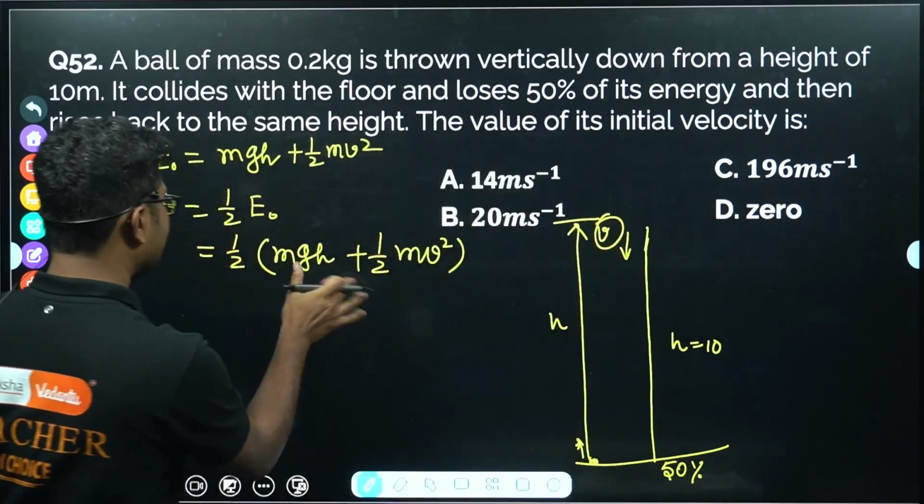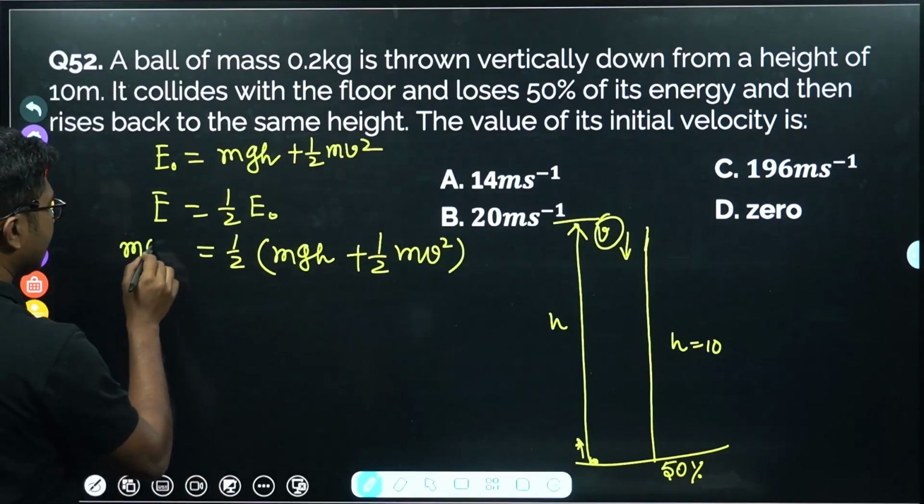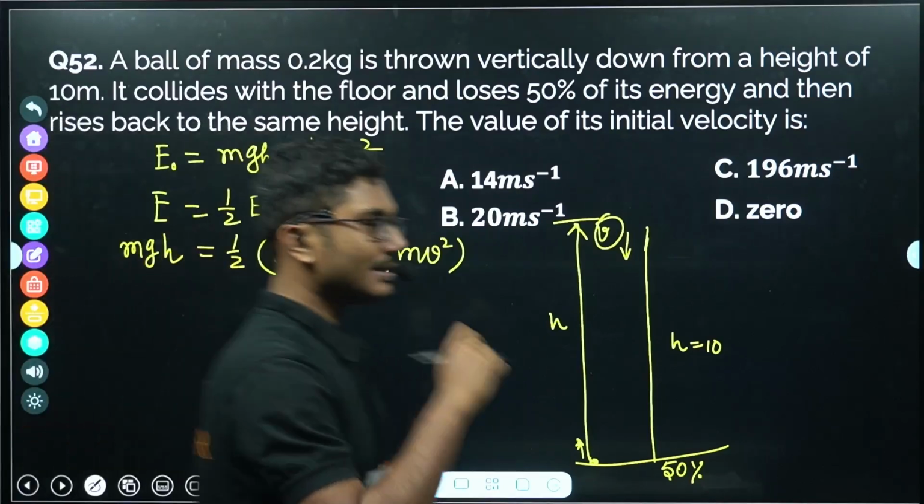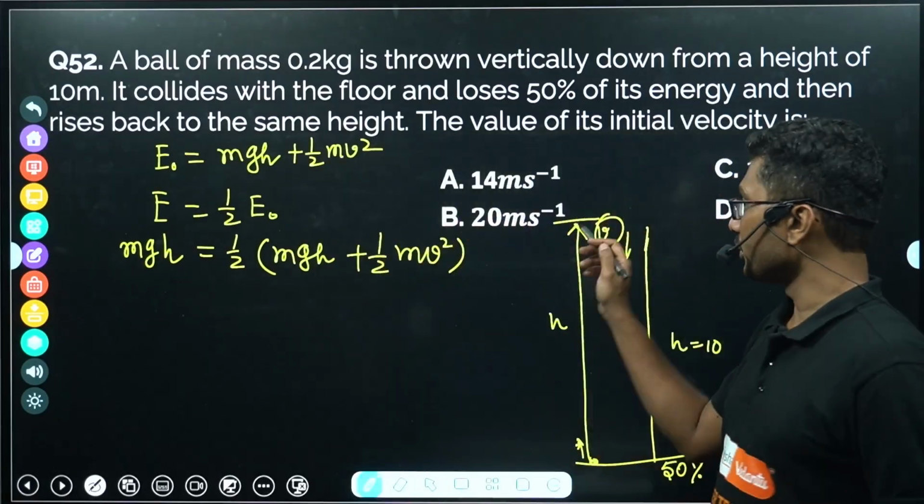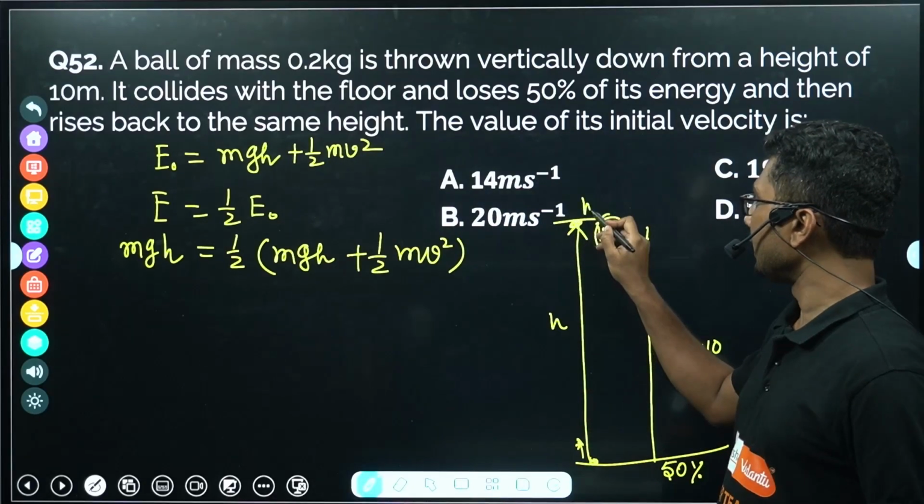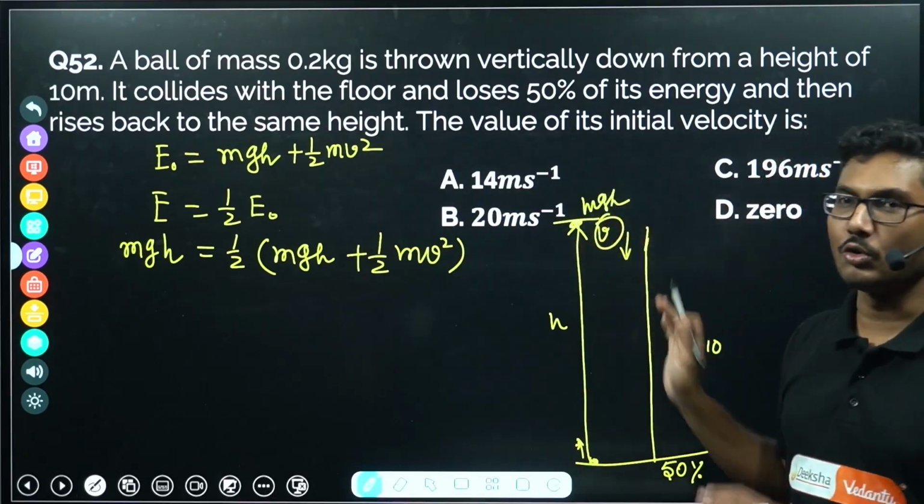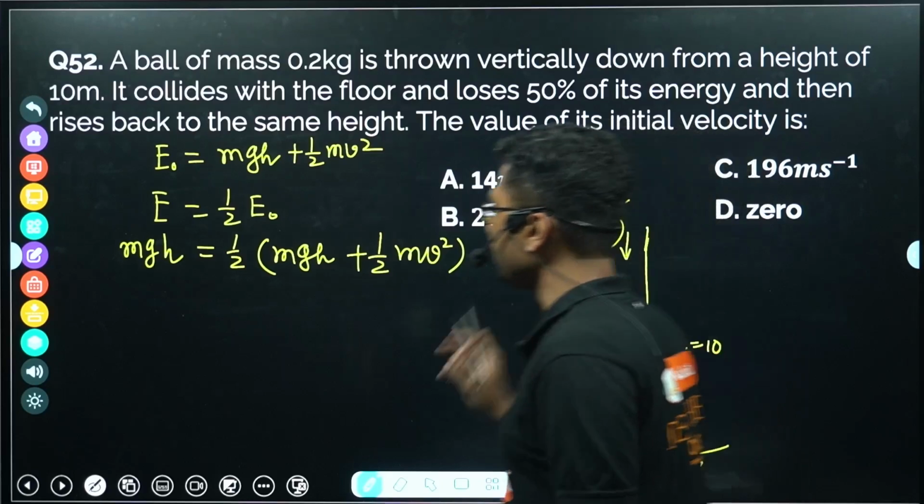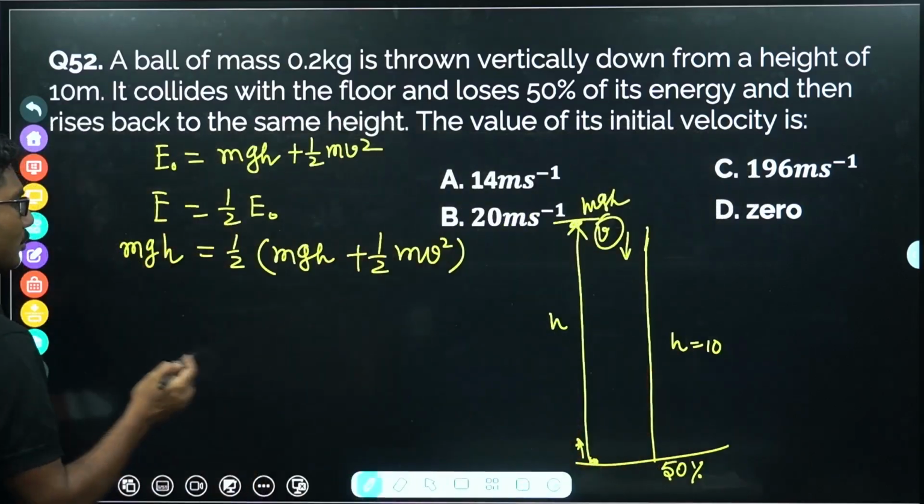This much energy takes it to the same height. That means it gains this much energy, right? This value should be equal to mgh, because at this point again the energy will be mgh only. Now it has no extra velocity, it has only this mg potential energy. Now you have to solve this equation.